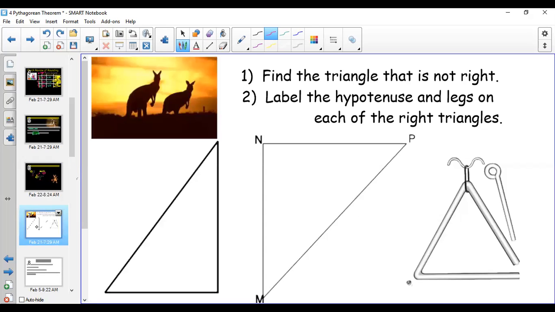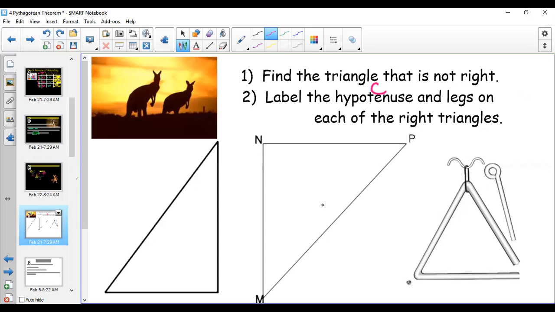All right, so go ahead and pause the screen right now. First off, find the triangle that is not right. And then on the other two remaining triangles, I want you to put a C on the side that is the hypotenuse. So label the hypotenuse C. All right, go ahead and do this now. Okay, let's see how you did.